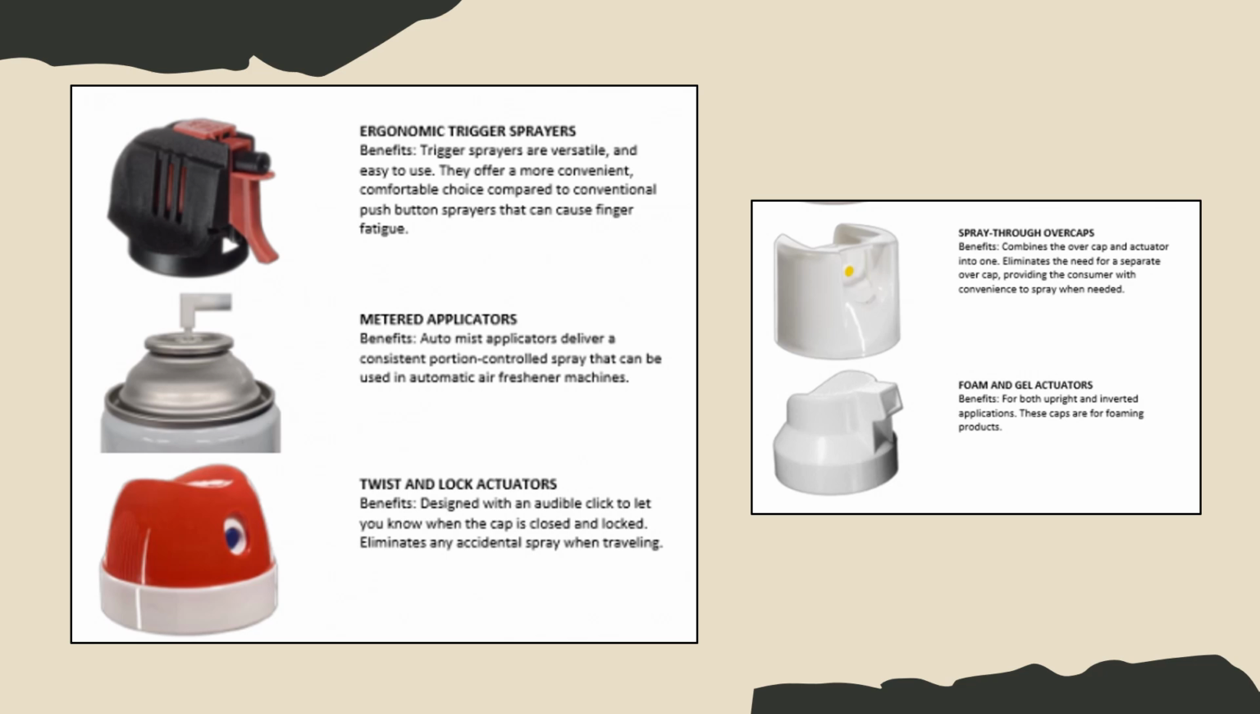Twist and lock actuators benefit: designed with an audible click to let you know that the cap is closed and locked. Eliminates any accidental spray when traveling. Spray through overcaps benefits: combine the overcap and actuator into one. Eliminates the need for a separate overcap, providing consumers with convenience to spray when needed. Foam and gel actuators. Benefits for both upright and inverted applications. These caps are for foaming products.